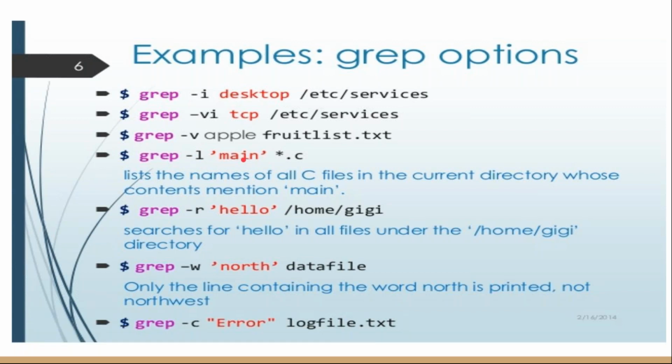Similarly words, similarly R, similarly L. Those who list all the files that contain main, and it should have the .c file. This is your files. It will search for all the files that contain main. Similarly, the V and I is for case sensitive, so it will search for all the case sensitive. The pattern is desktop and the searching file is etc services.